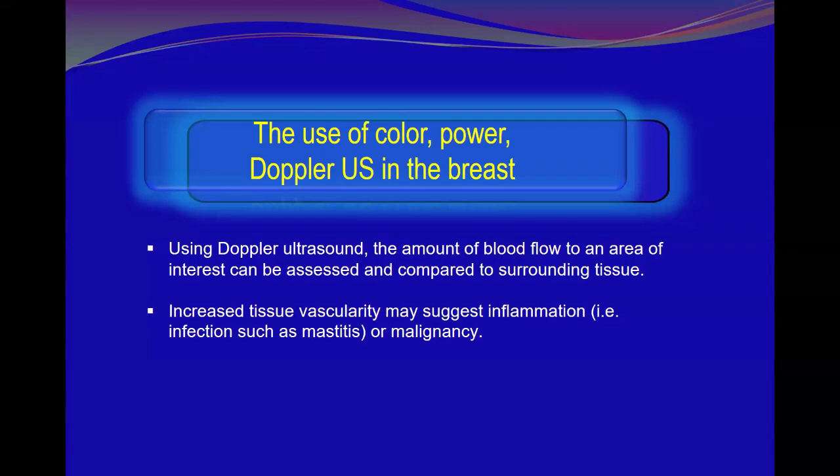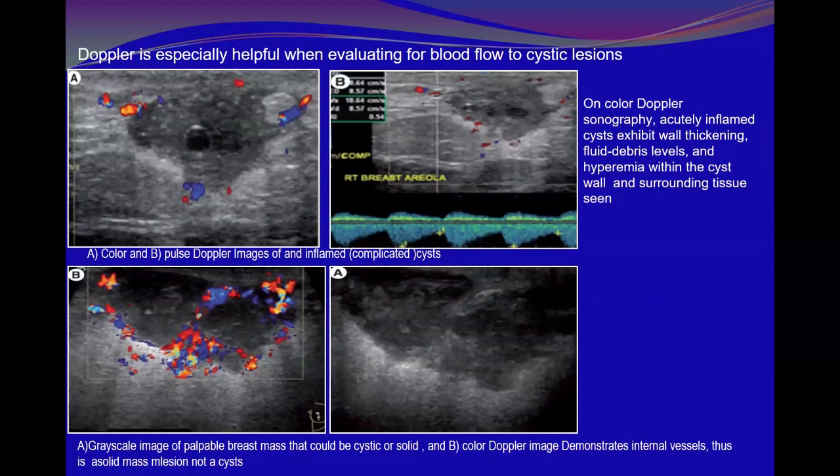And as you know, using Doppler ultrasound, the amount of blood to an area of interest can be assessed and compared to the surrounding area, okay? And increased vascularity, as we mentioned earlier, can suggest inflammation or malignancy. We'll go together through some examples. This is from literature. We compare here these two examples.